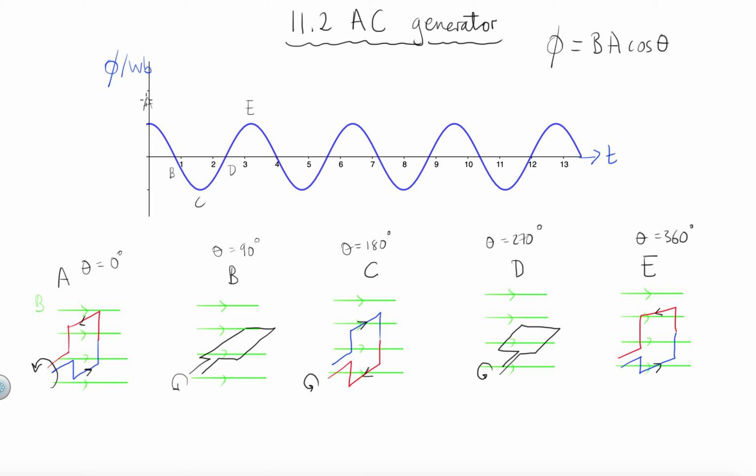So let's look at 5 different positions: A, B, C, D and E. Position A is when the coil, rotating counterclockwise in this example, starts perpendicular to the magnetic field. So there the angle between the normal to the plane and the field is 0. Therefore, since cosine of 0 is 1, we have a maximum in the magnetic flux.